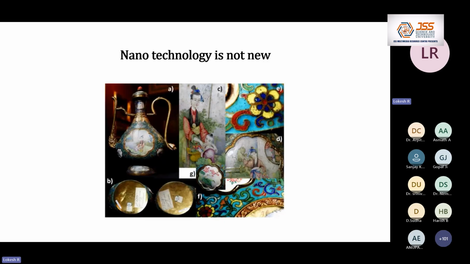Okay, here, nanotechnology is actually not new. See, the beautiful paintings which you're seeing here are not made of any color paints. They're actually made of gold and silver nanoparticles. And the color that we are seeing is due to the reflection or transmission of the light at different angles. One more example of this is the Lycurgus cup.